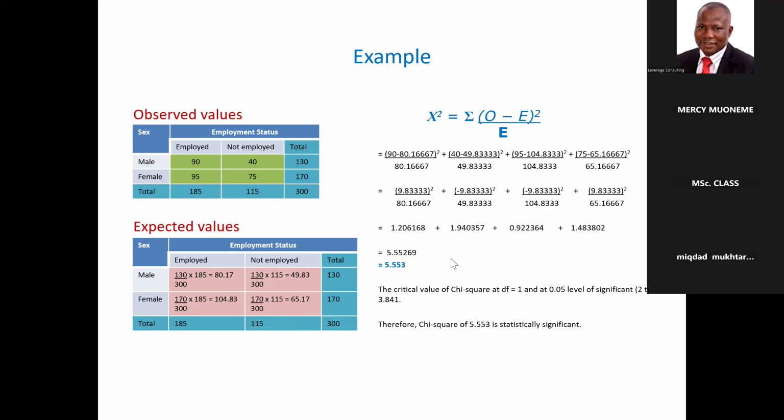Now, if you put 90 employed male divided by 130 times 100, what does it give you? You can do it now with your phone. 95 over 170 times 100. 90 over 130, that is 90 out of 130 males. What's the percentage employed? Do the same thing for female. What did you get?